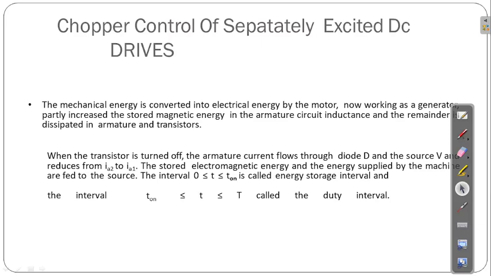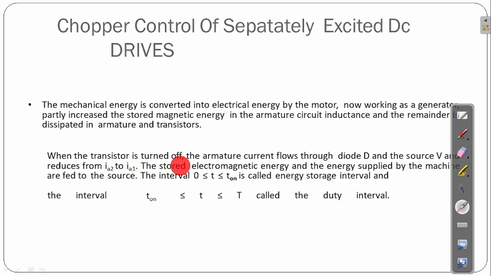Good day to all. Today we are going to see about the chopper control of separately excited DC motor, forward and motor. See here, the mechanical energy is converted into electrical energy by the motor. Now it's working as a generator, partially increase the stored magnetic energy in that armature circuit inductance, and the remainder is dispatched in armature and the transistor.